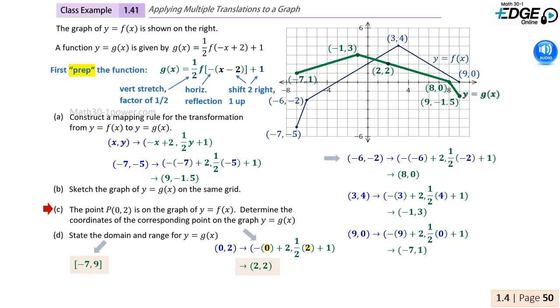Given that we've already drawn the graph, we can identify that the domain of the transformed graph is from the leftmost point of negative 7 to the rightmost point of 9. And the range is from the lowest point of negative 1.5 to the highest point of 3.